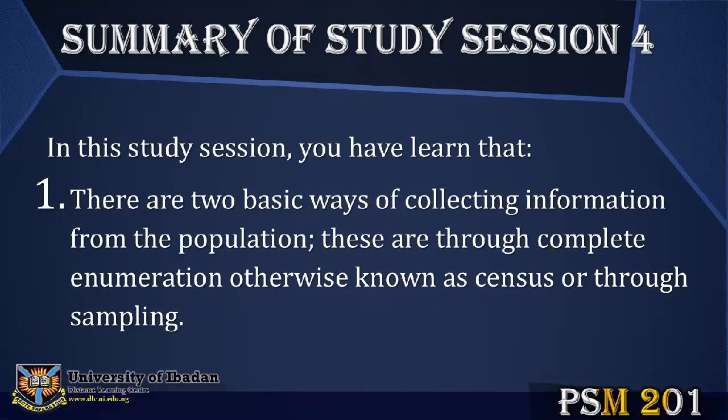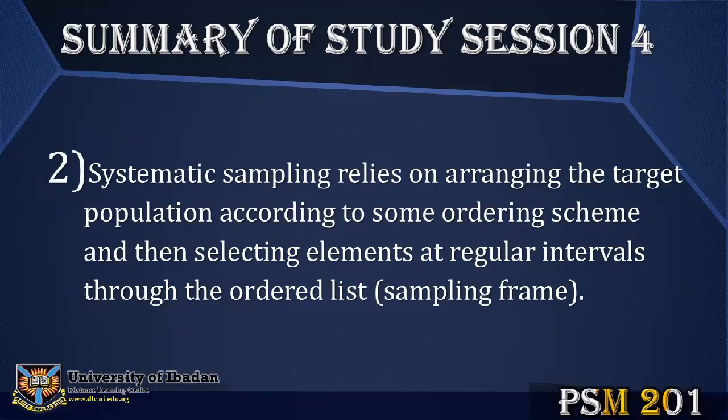Summary of Study Section 4. In this study section, you have learned that there are two basic ways of collecting information from the population. These are through complete enumeration, otherwise known as census, or through sampling. Systematic sampling relies on arranging the target population according to some ordering scheme and then selecting elements at regular intervals through the ordered list, the sampling frame.